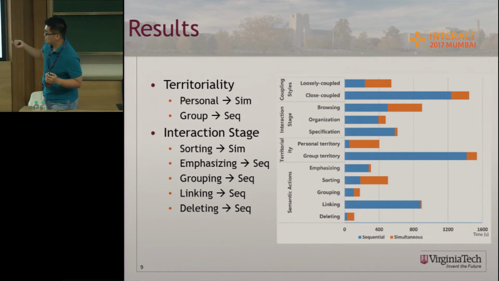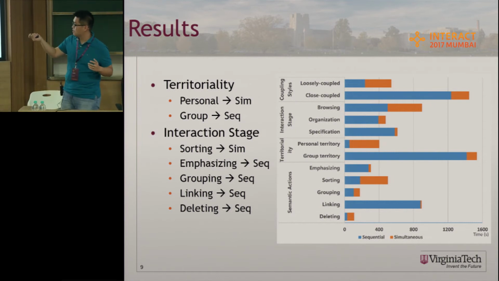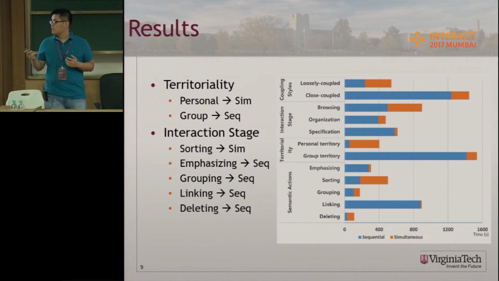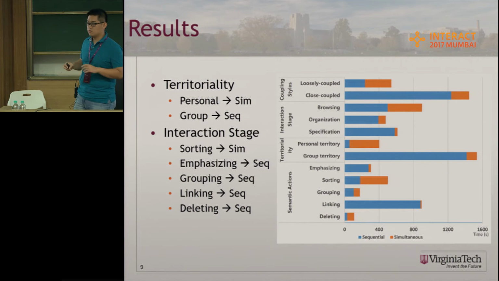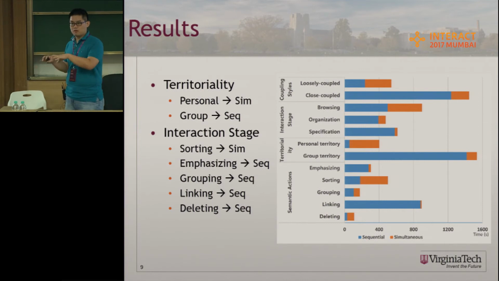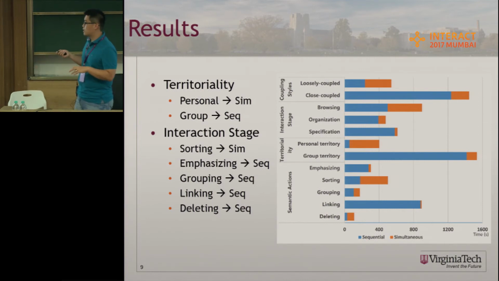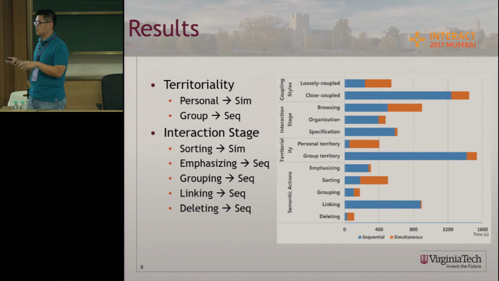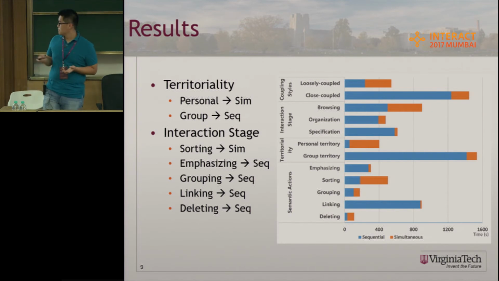For semantic actions, I put it all here. Most of the actions are performed sequentially. Only the sorting action, which is the layout of things and comparing different possibilities, is done in a simultaneous way. Otherwise, for most actions, like emphasizing, they don't try to access the display when other people are performing those types of actions. So there is a statistical difference.